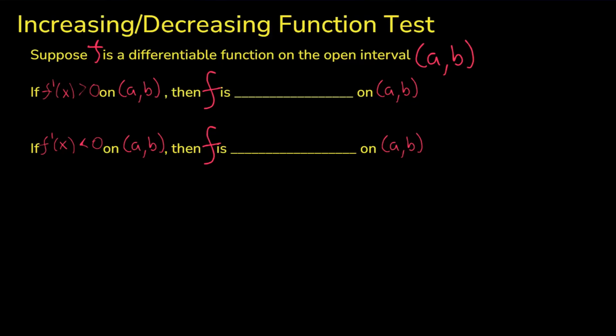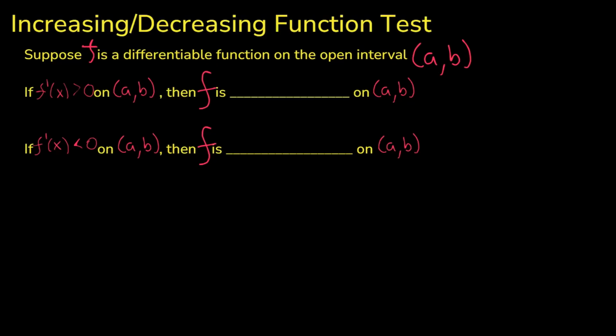If f prime of x is greater than 0 on the open interval a to b, then f is said to be increasing on the open interval a to b. And if the derivative is less than 0, or the derivative is negative on the open interval, then f is decreasing on that open interval.